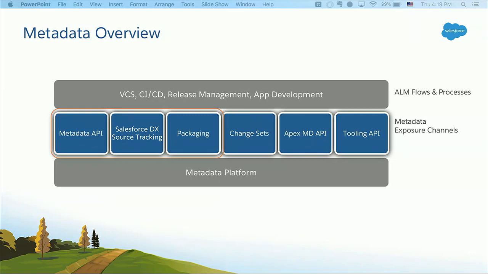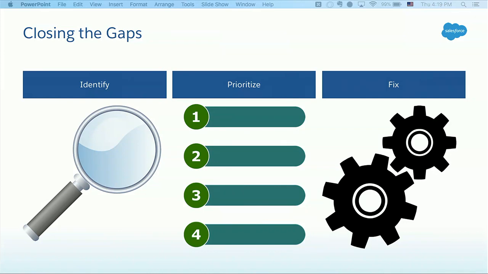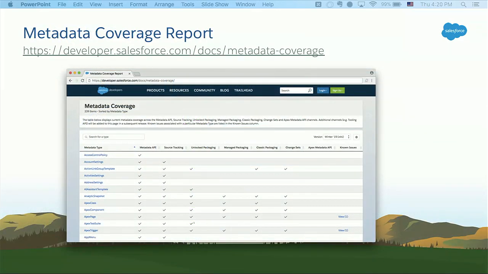So again, this goes back to our goal of being able to fully automate all of your development and ALM flows. So how are we doing this? This is a pretty simple process that we're going through. Three steps here. We need to identify and understand what our metadata coverage is within our platform. Where do we have coverage? Where do we have gaps? Once we understand that, we need to prioritize the gaps that we have found so that we can then fix them. And I'm going to talk through a little bit more about what this looks like.